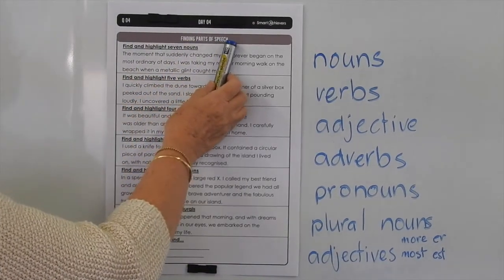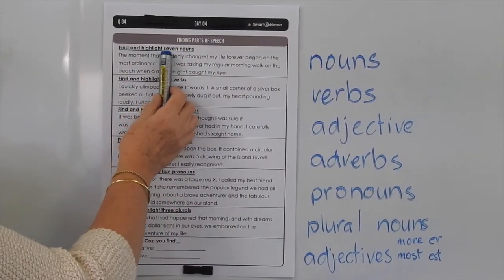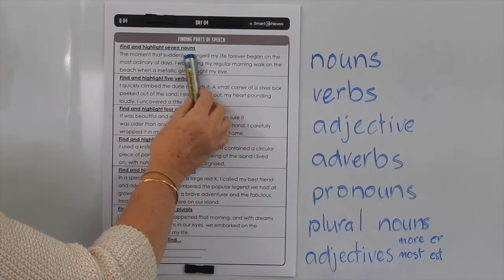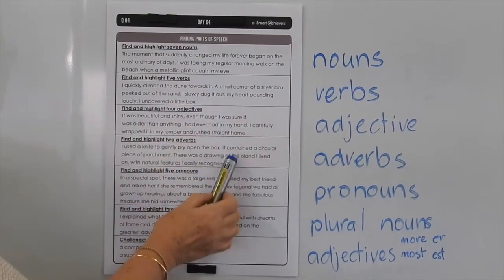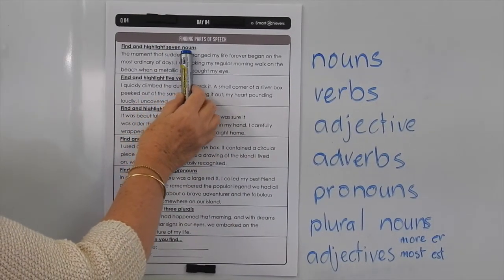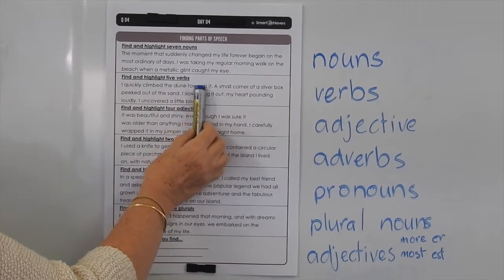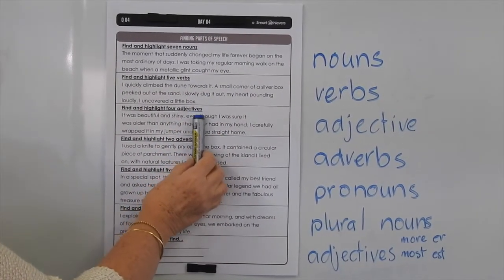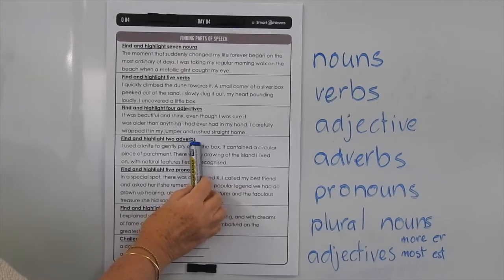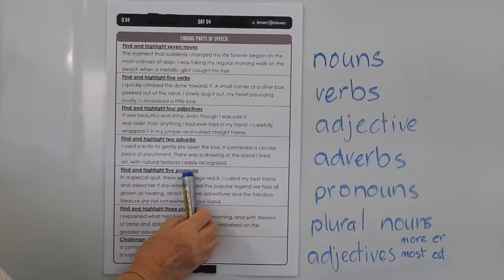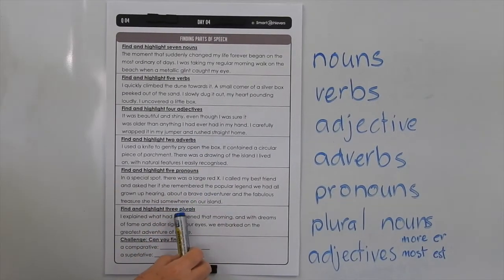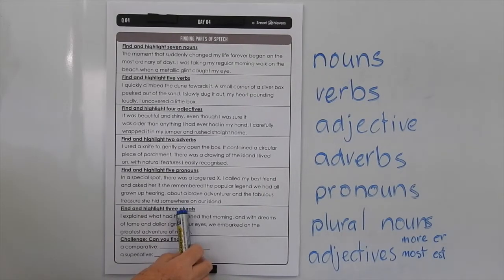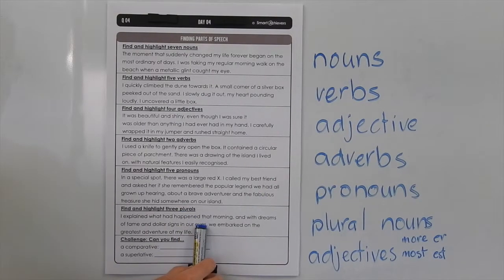Finding parts of speech. So on this page you have to read the sentences. There's little paragraphs here, and in the first one you have to find nouns, the second one you have to find verbs, the next one you have to find adjectives, the next one you have to identify adverbs, this one is pronouns, and in the last one you've got to find 3 plural nouns. So down the bottom, it's setting you another challenge to find a comparative and a superlative.